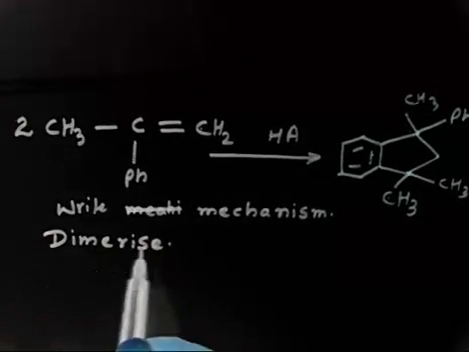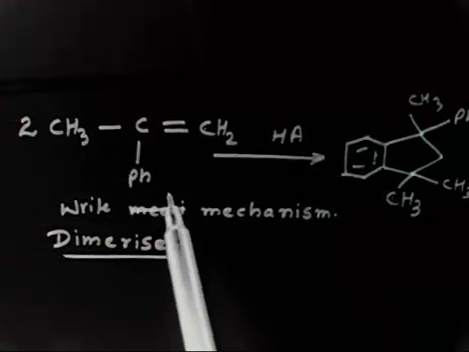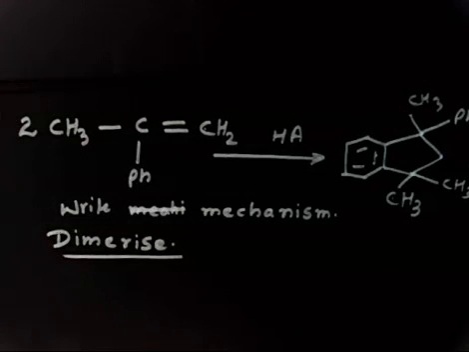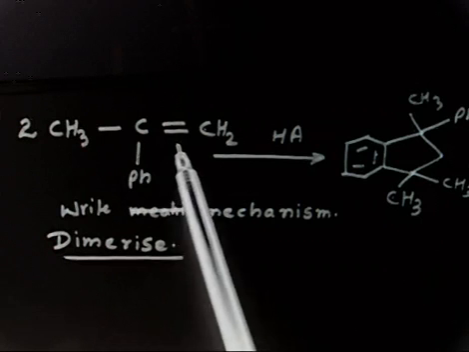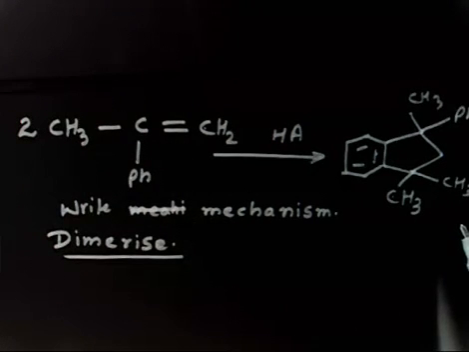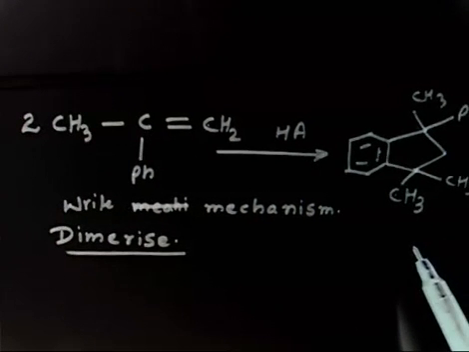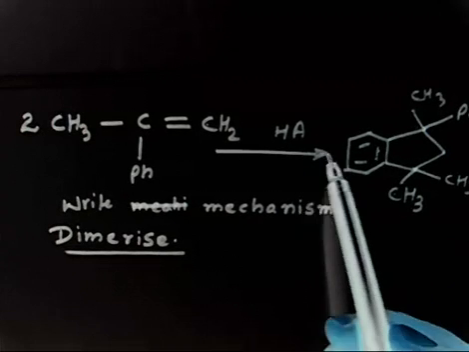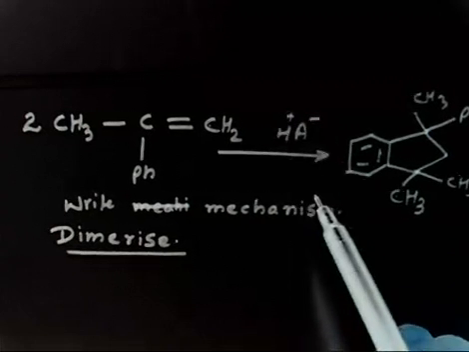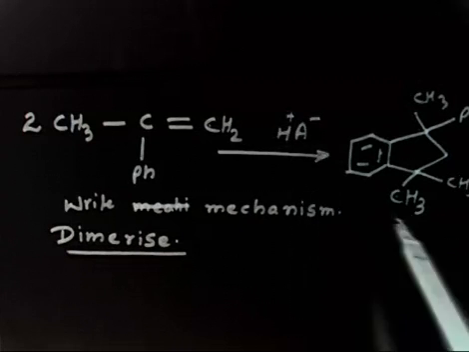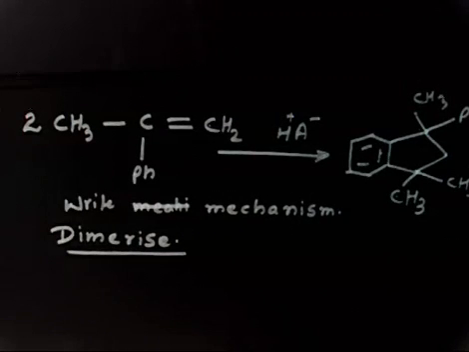Now I have a double bond here, and the double bond can attack as a nucleophile, so I need some electrophile and some nucleophile. Since two molecules are dimerized, one molecule will act as the electrophile and the other as the nucleophile. I can treat with H plus to make one molecule an electrophile. The double bond will attack H plus and form a carbocation.